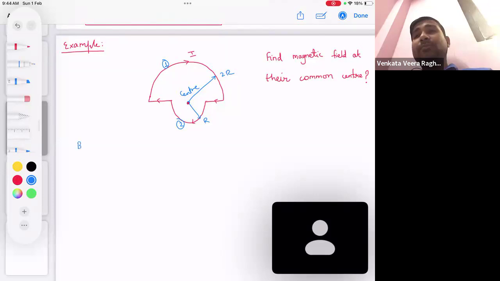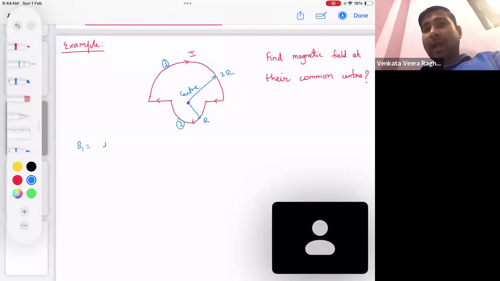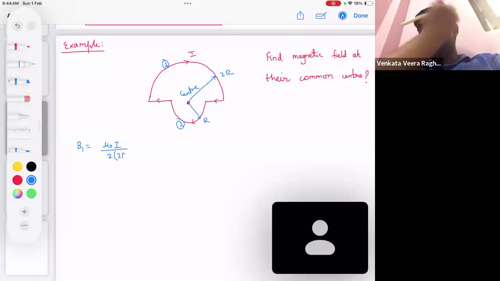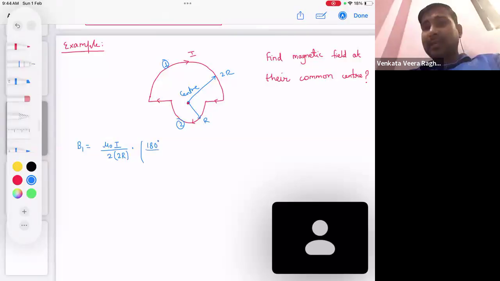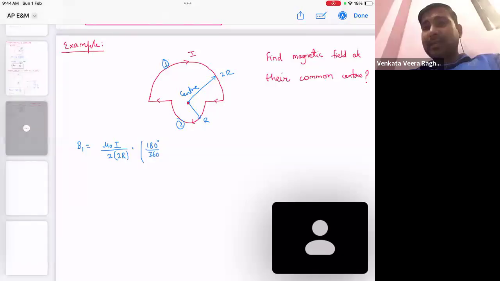So let's calculate B1. How much B1 will come? Mu naught I by 2R. What is the radius of loop 1? 2R. But it's not a complete loop, na? It's only a semicircular loop. So semicircular loop means the theta will be 180 degrees. So can I write it here, 180 degrees by 360 degrees? You could have directly written half, right? Because you know it's a semicircle, half of the circle.